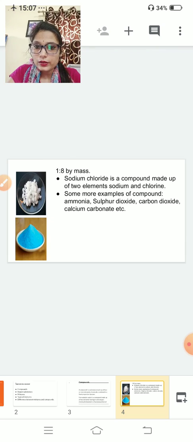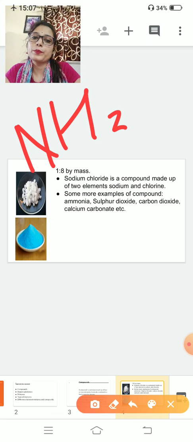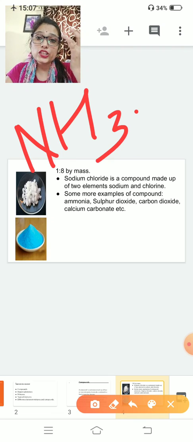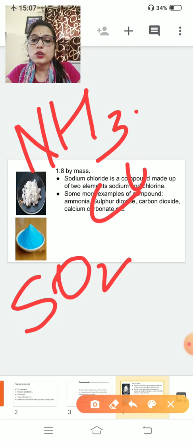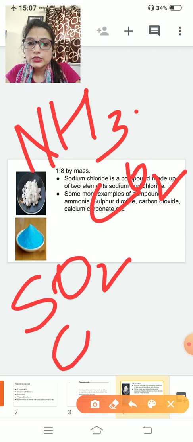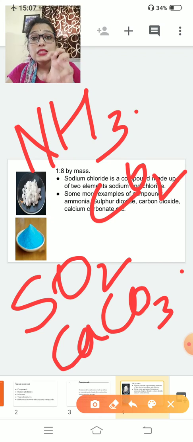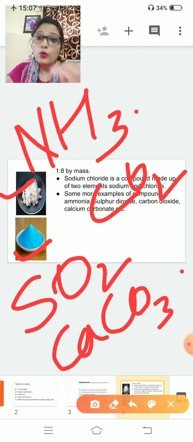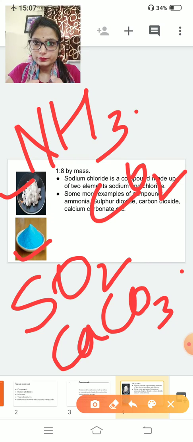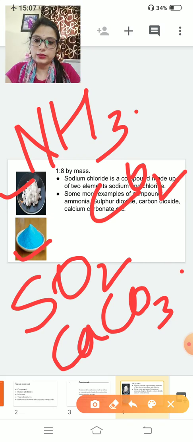Some more examples of compounds are ammonia. What is the formula of ammonia? It is NH3. Sulfur dioxide, SO2. Carbon dioxide, CO2. Calcium carbonate, CaCO3. Clear? So these are some examples of compounds. Here this is copper sulfate and this is sodium chloride. These are examples of compounds which are chemically bonded together in a fixed mass ratio. You can't separate them by any physical method.